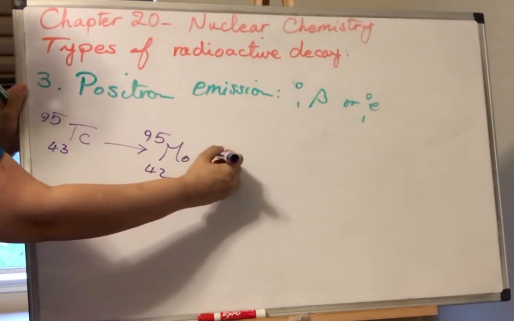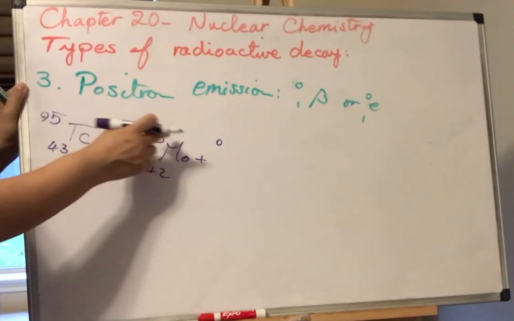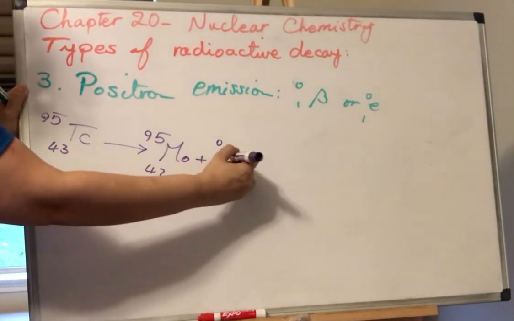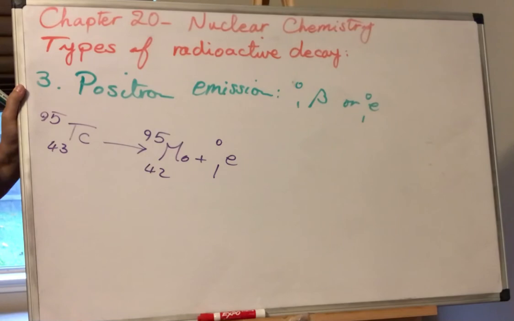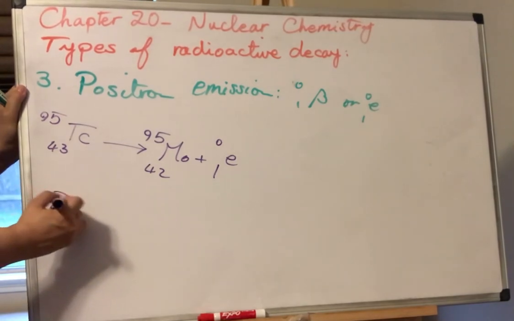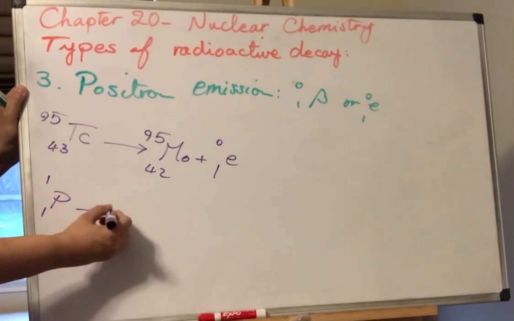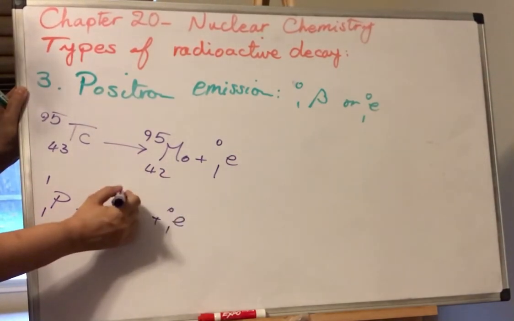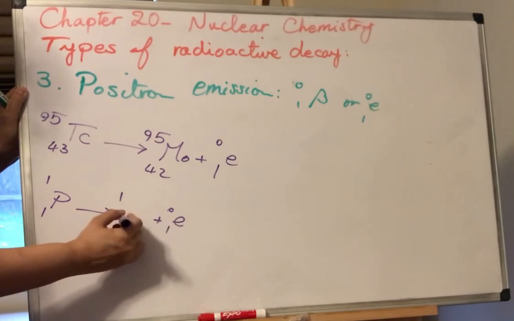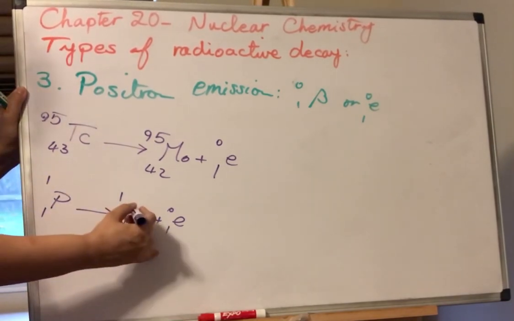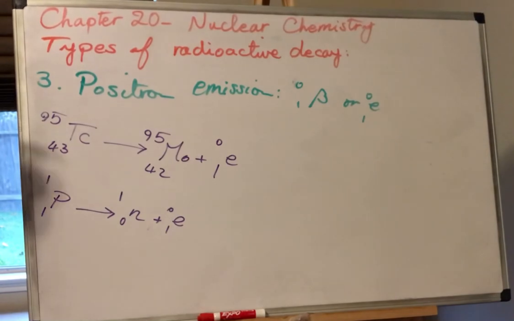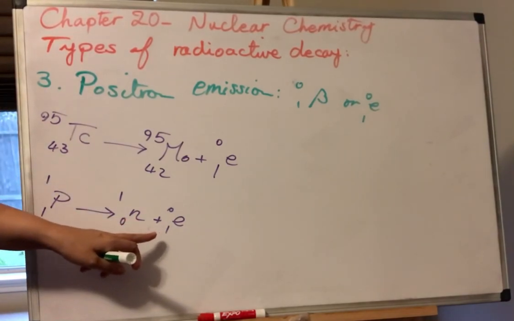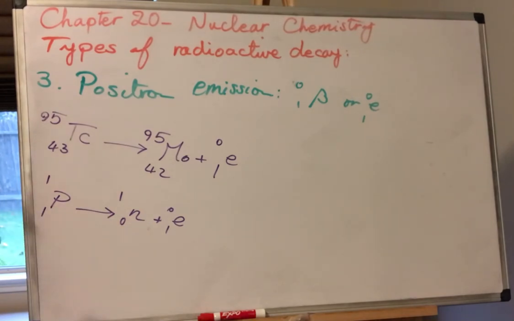So what particle do we need here? It should have a 0 mass because we already have the 95, and a 1 here, which is positron emission. Or it is equivalent to when a proton emits a positron. So we must have a 1 as the mass and a 0 here, which is a neutron. So when a proton emits a positron, it will change to a neutron.